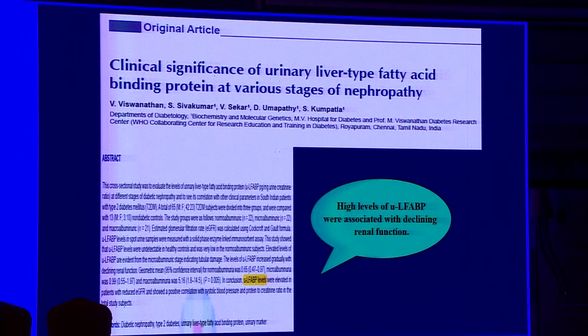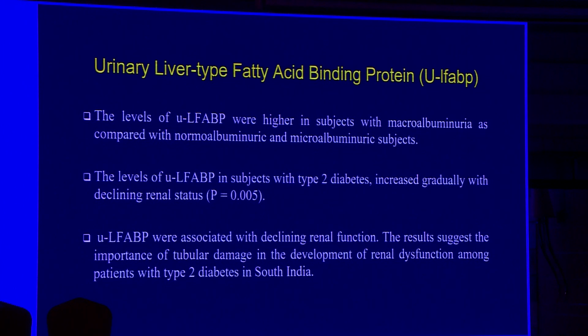This is a very important marker, the urinary liver type fatty acid protein. Now you can see that this urinary LFABP is a tubular function. We always think diabetes is a glomerular disease. So we showed in this study that this particular protein, urinary liver type fatty acid binding protein, increases, the levels increase as your kidney disease gets worse. So it was higher in patients with microalbuminuria as compared to normoalbuminuria, and it was associated with declining renal function.